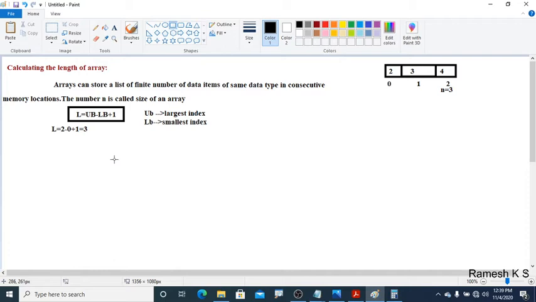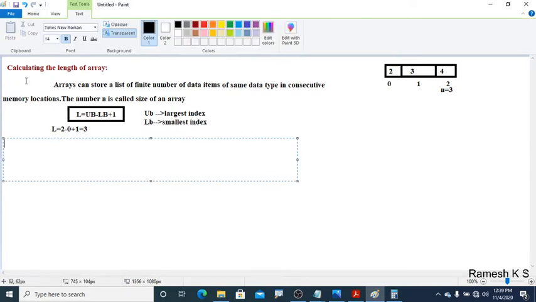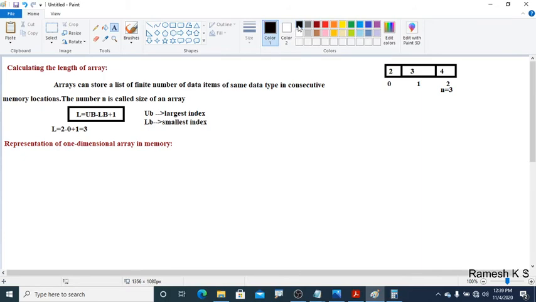So we are moving on. We have discussed calculating the length; now the next topic is representation of one-dimensional array in memory. We will discuss it now.